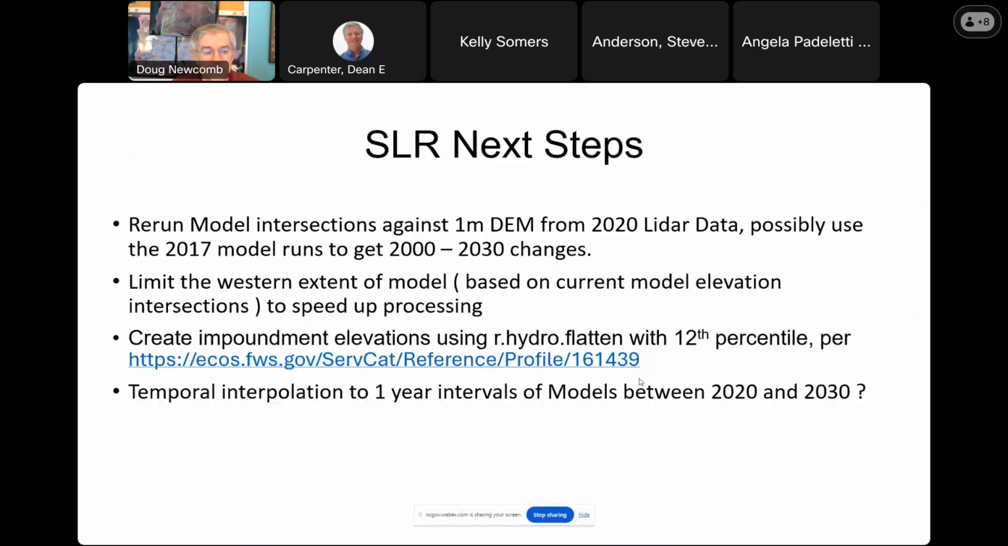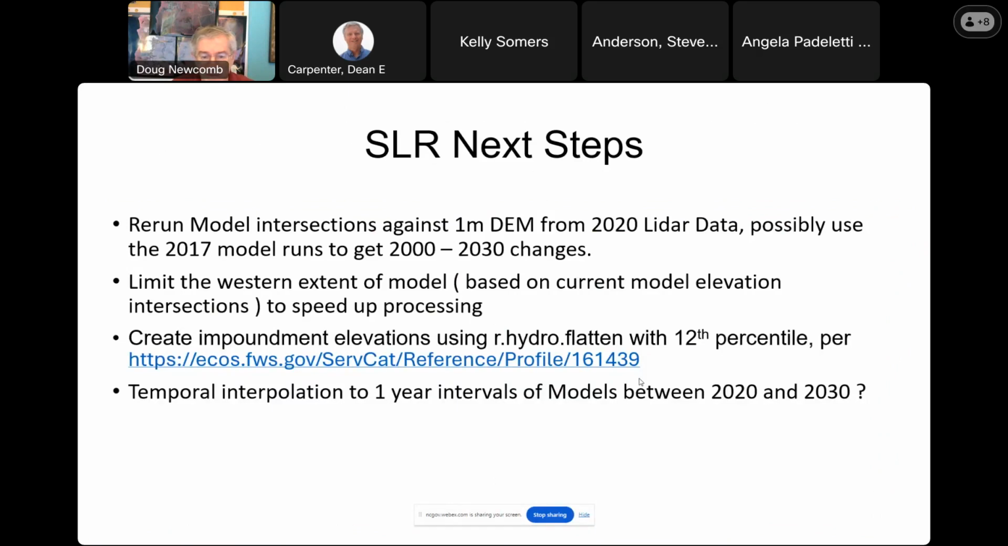So what are the next steps? Well, I'd like to rerun the model intersections against a 1-meter DEM from the 2020 QL1 LiDAR data. And I might go back to the 2017 model as well as the 2022 model to get changes between 2000 and 2030 and look at that on that model run as well as the 2020. It's just the idea of which model is best matching up with the current water inundation.